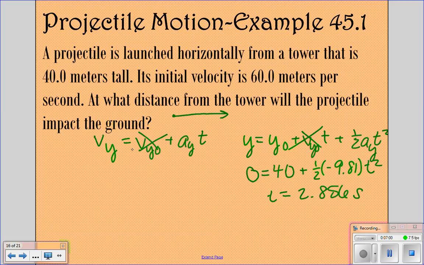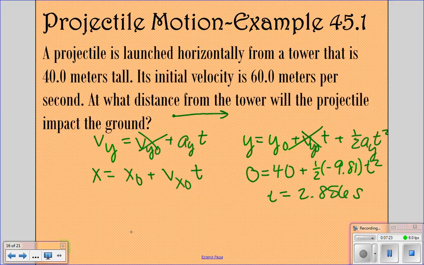Now we're going to go to our x position equation. So I'm going to write it. We have x equals x sub o plus v sub x o times t. We know that our initial x position is 0.